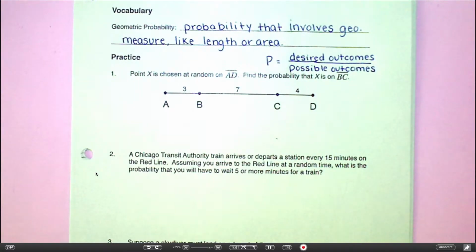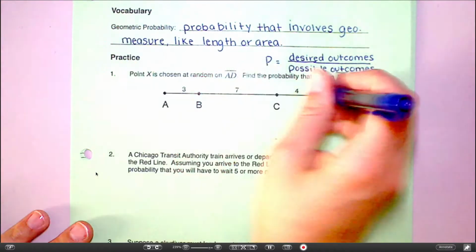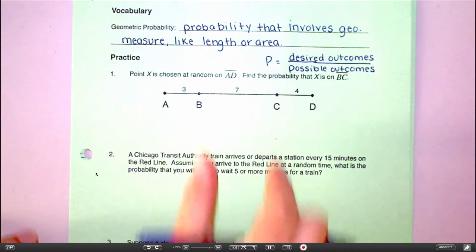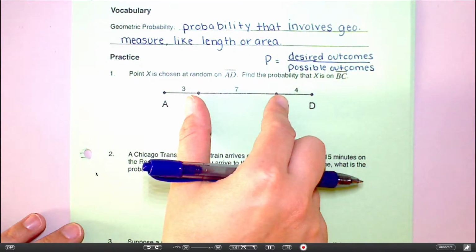So let's look at number 1. It says point X is chosen at random on AD. So I'm closing my eyes and just kind of randomly picking a point somewhere on AD. Find the probability that X will land on BC.